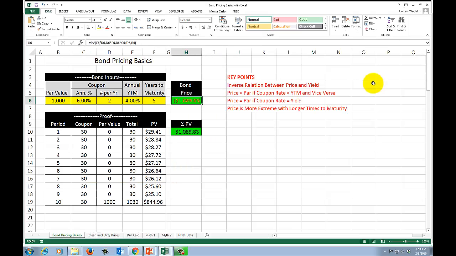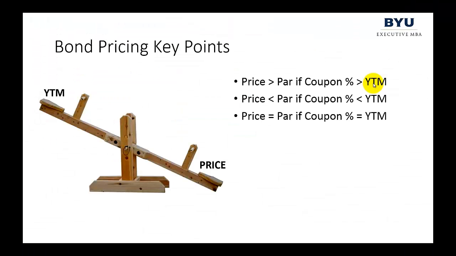If, however, we reverse that, so now I'm going to put the yield to maturity up to 8%, you will see the opposite. Now the market thinks that this bond should be paying 8, it's only paying 6. That's not an appealing bond. In order to attract investors, it's going to have to sell at a discount. So the next key point is price will be below par value if the coupon rate is less than the yield to maturity. You may have been able to guess then that the price will equal the par value if the coupon rate equals the yield to maturity.